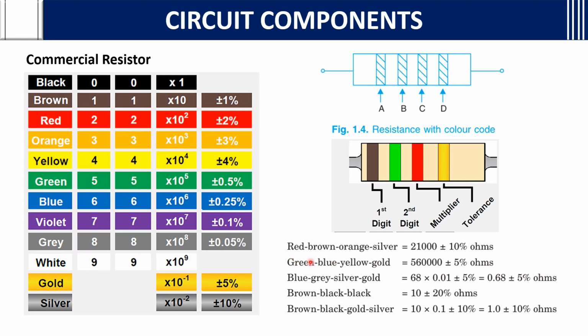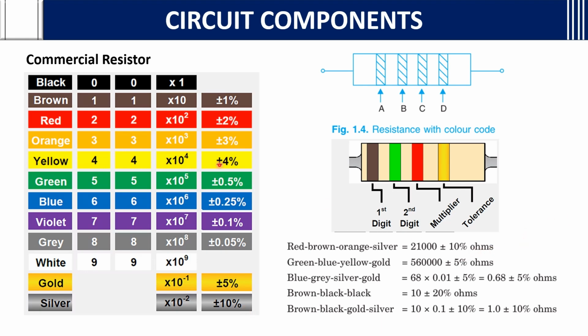Here, let us see one example: red, brown, orange, silver. The first color is red, which means the first digit. What is the digit for red? 2, so we write 2. The second digit is brown, and brown's digit is 1, so we take 1. Then the third one is the multiplier. Orange multiplier is into 10 power 3, so we write 3 zeros. Then the last is tolerance. Silver has a tolerance of plus or minus 10%.